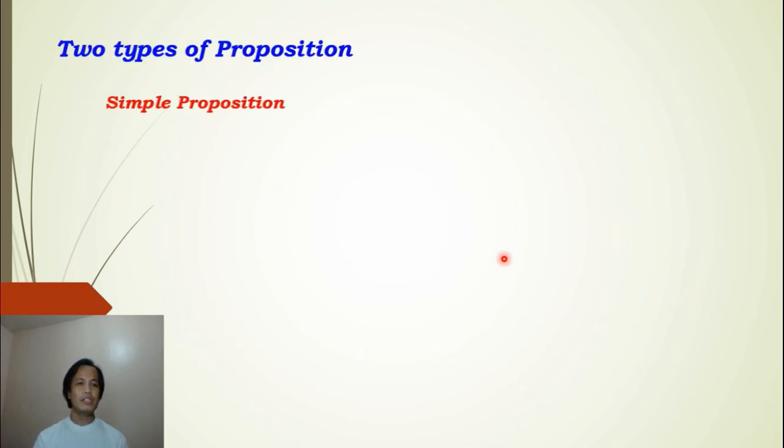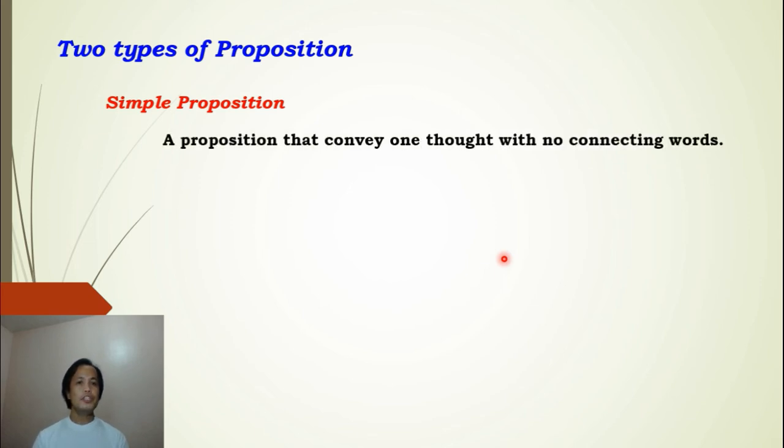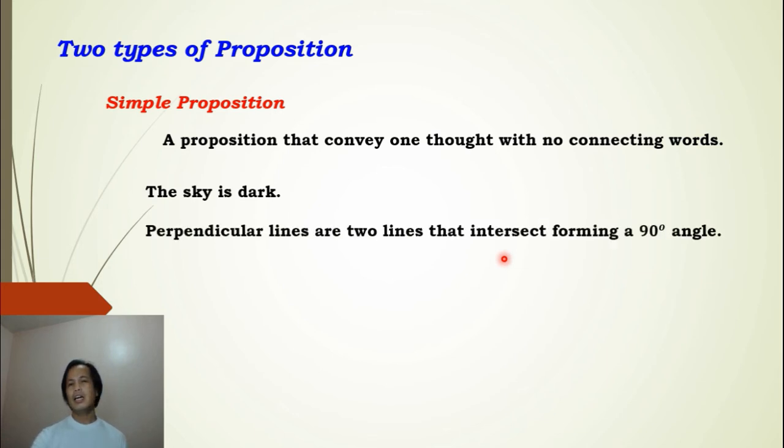Number 1 is the simple proposition, a proposition that conveys one thought or idea with no connecting words. Examples are the first example that I presented previously about the sky is dark, perpendicular lines are lines that intersect forming a 90-degree angle, and of course, the third example, which is 2x + 1 = 7 if x = 2. These are examples of a simple proposition.